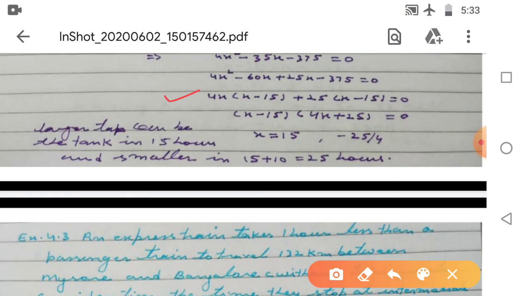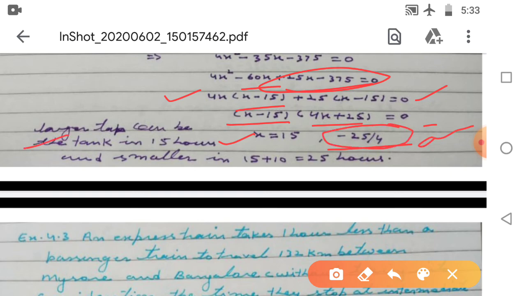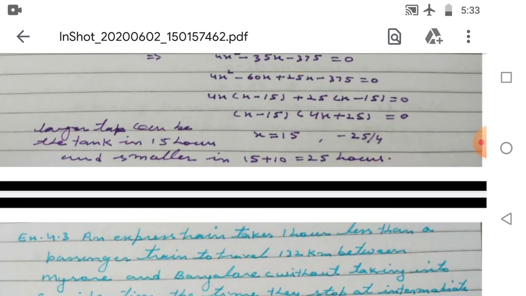So, you can take common as 4x. So, it becomes x minus 15, and when you take 25 common from the last two terms, it becomes 25 in bracket x minus 15 is equal to 0. So, x minus 15 and this, so minus 25 by 4 and x is equal to 15, right. So, the time cannot be negative again. So, we have to reject this, and fine, the larger tap can take 15 hours to fill that tank, and the smaller will take 15 plus 10, that is 25 hours. It is a very good question.